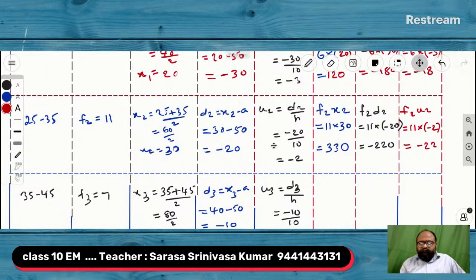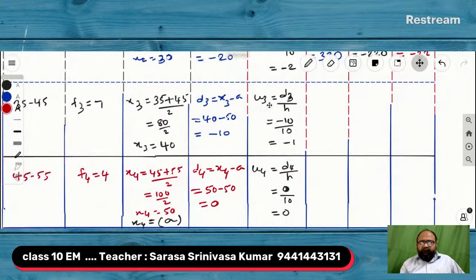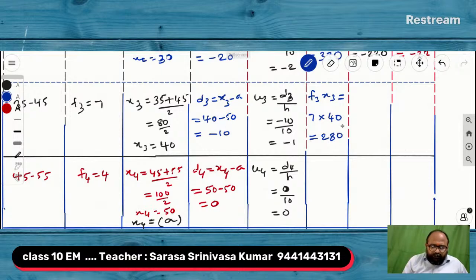Now we consider the interval 35 to 45. We calculate F3 X3. F3 X3 equal to F3 is 7 multiplied by X3, 40. This is equal to 280.